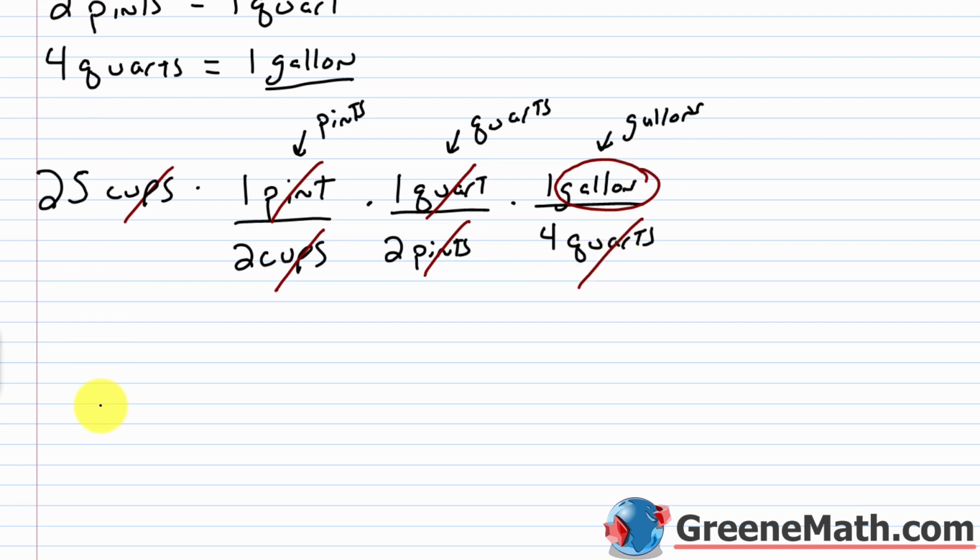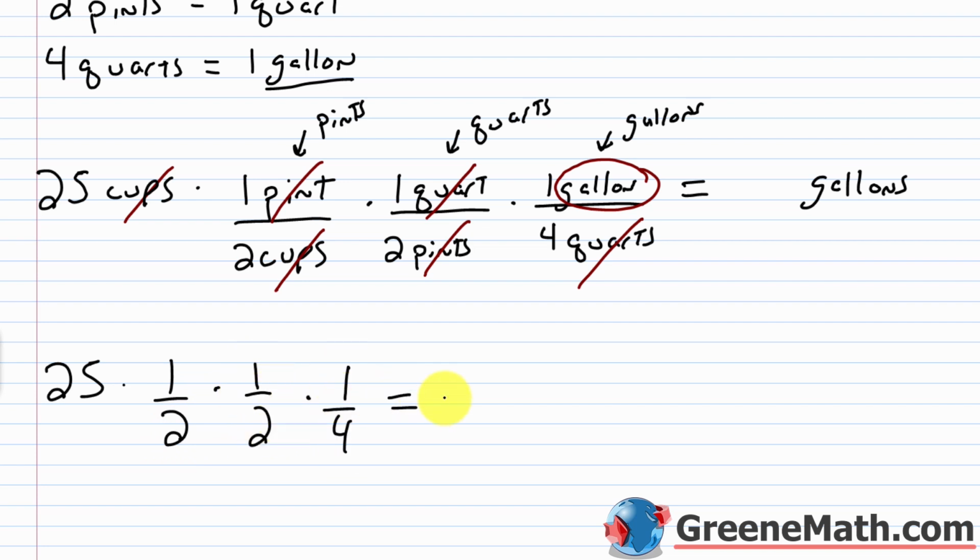So now all we need to really think about is what numbers are involved. Because I know my units, I'm going to end up with gallons. And so I would just think about 25 times 1/2 times 1/2 again times 1/4. What's that equal to? Well, I know that I could just write this over 1. Just think about multiplying the numerators. 25 times 1 times 1 times 1 is just 25. And for the denominators, 1 times 2 times 2 times 4 is the same thing as 4 times 4. That's 16. So we have 25 over 16.